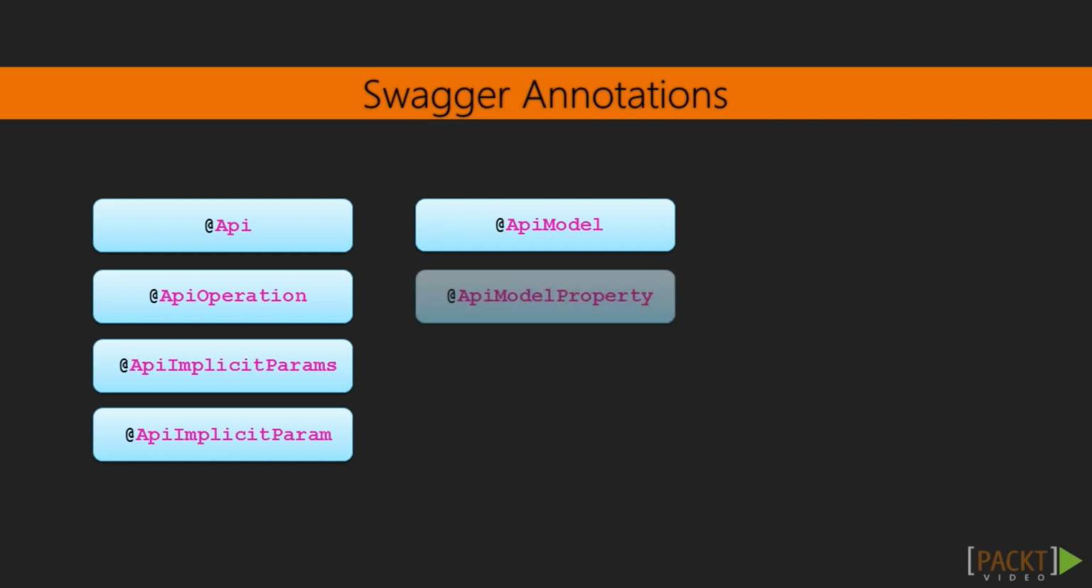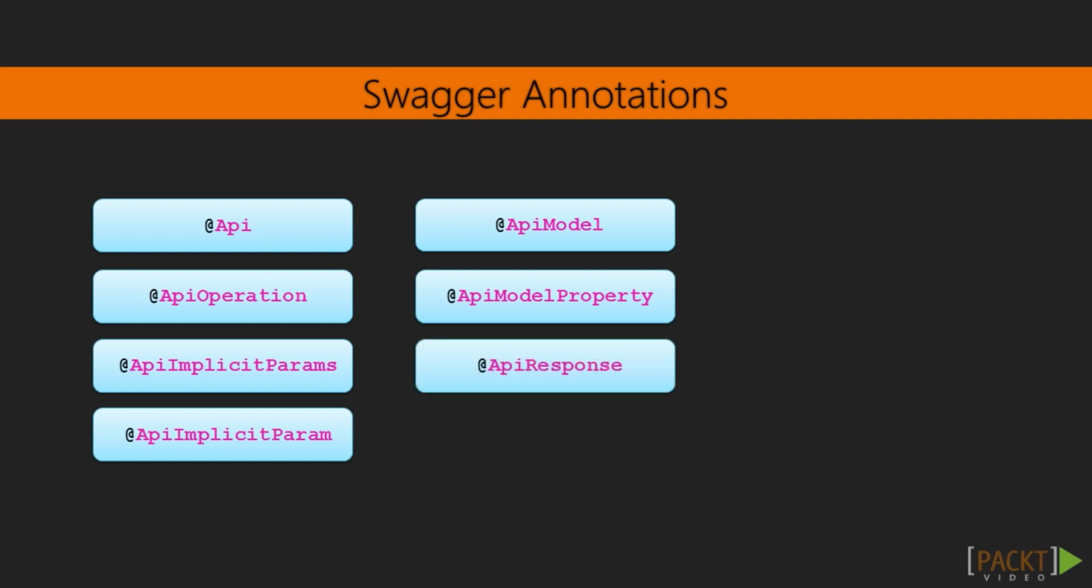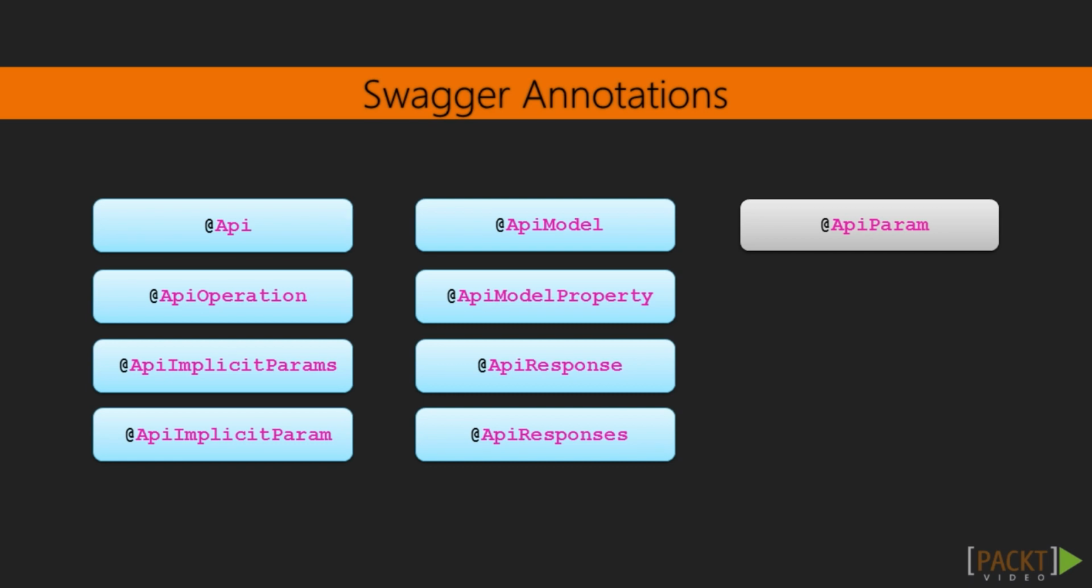@ApiModel and @ApiModelProperty annotations describe a generic model class, or just a bean, which is used in the web APIs, either as an input or output of the operation. @ApiResponse annotation describes a type of response which the operation returns, while @ApiResponses is just a wrapper for multiple @ApiResponse annotations. And finally, @ApiParam describes an input parameter of the operation. This annotation is not supported by spray-swagger at the moment.